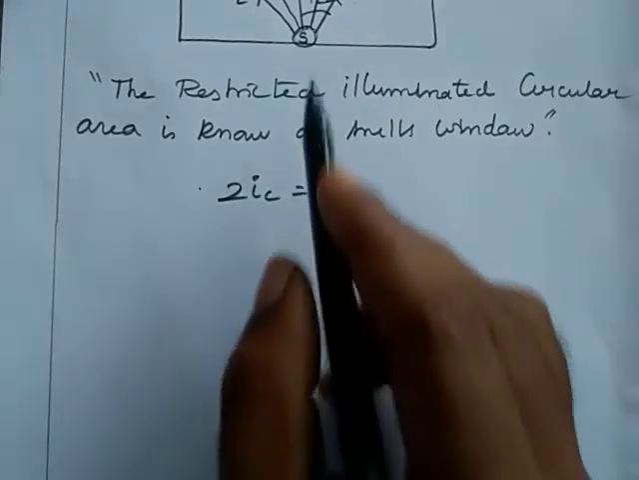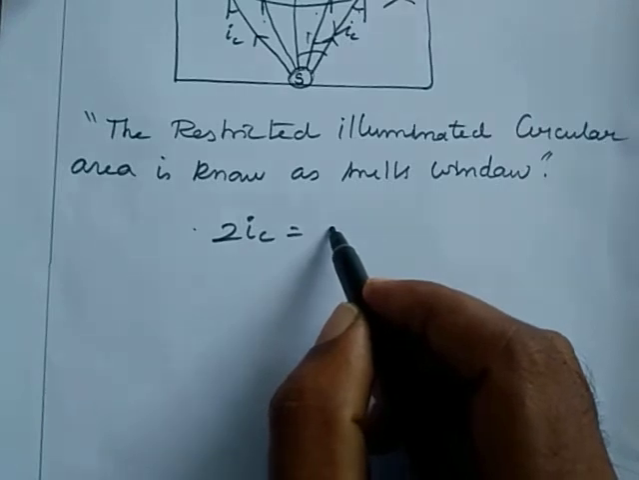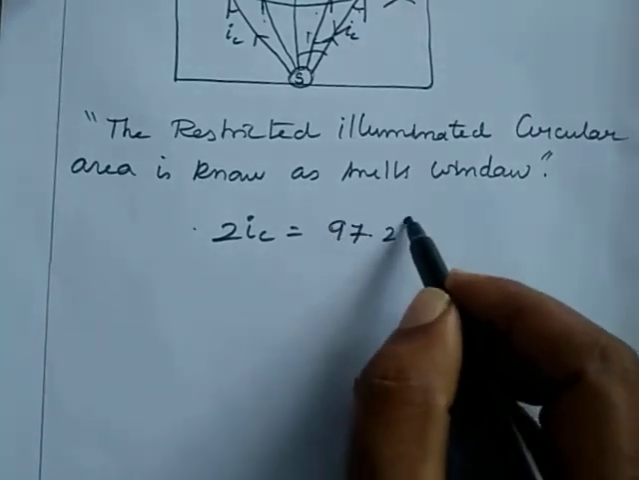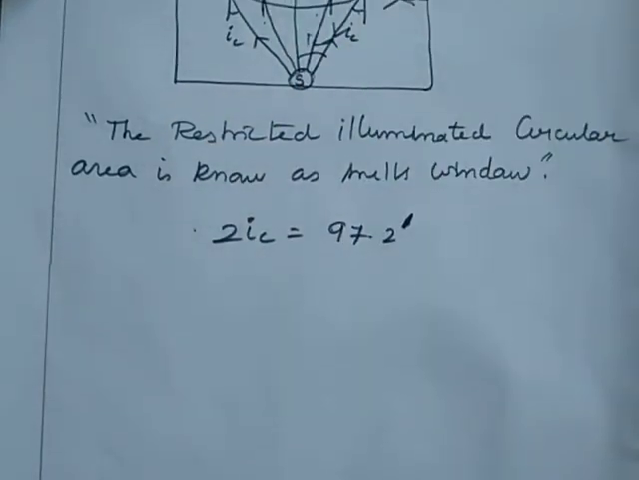Here IC is the critical angle of water that we know, that is 48.6 degrees. Then we can solve it, we get 97.2 degrees. This is the width of the cone.